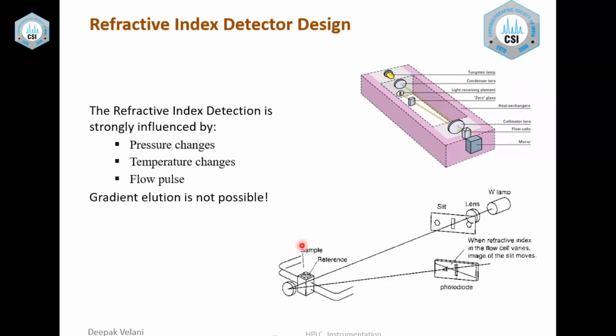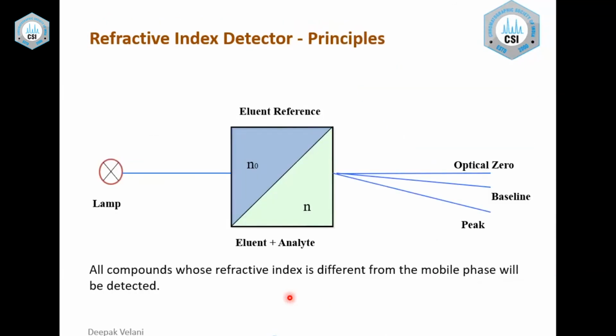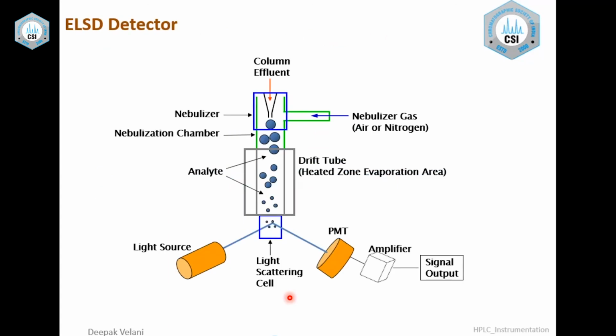This is a simple kind of optics of the refractive index. I'm not going much into the details of it, but you can see that overall the flow cell of reference and sample are both at the same place. So a change in the baseline, that is by changing the mobile phase, you will have an impact on the sample detection. This is how it works. So I'm not going much into the details of it.